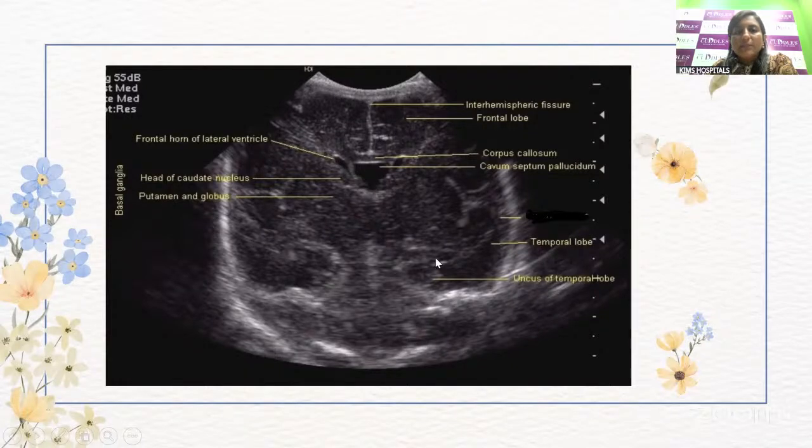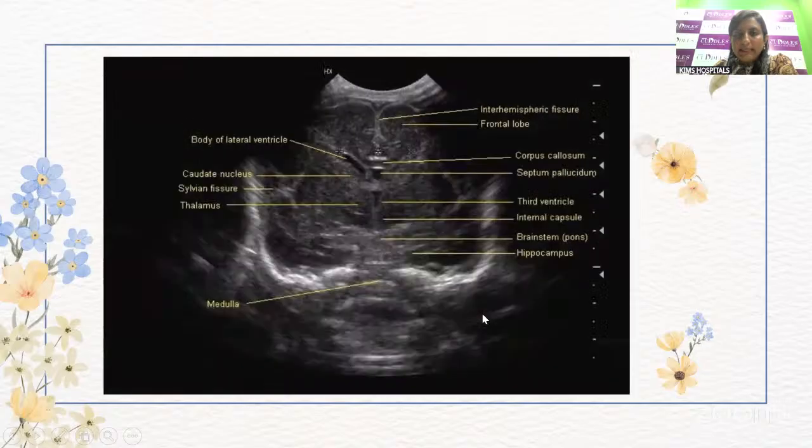These ring-shaped structures are the temporal lobes. Now, if we sweep slightly backwards, we see most of the things we saw in the previous view: the interhemispheric fissure, the frontal lobe, corpus callosum, lateral ventricles, cavum septum pellucidum, and just beneath it, the third ventricle starts appearing. We also see the basal ganglia, and the tree-shaped structure beneath it is the brainstem, and here is the temporal lobe with the hippocampus.